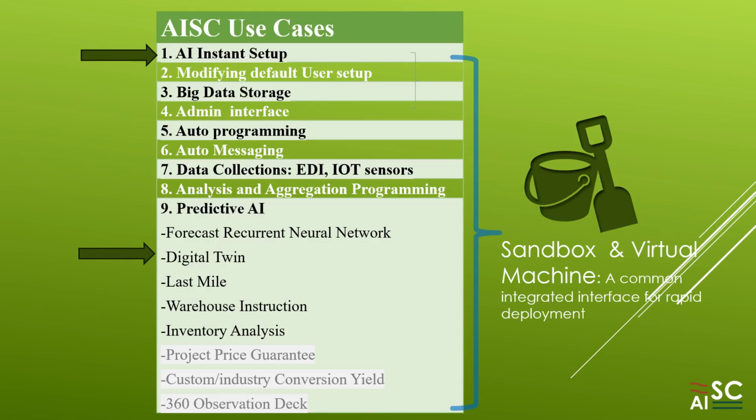In this use case, this order is not in the system. I want to add it as it impacts the supply chain, impacts many modules starting with AI instant setup, big data storage, auto messaging, analysis and aggregation, and all predictive AI modules. It illustrates a good deal of the system.